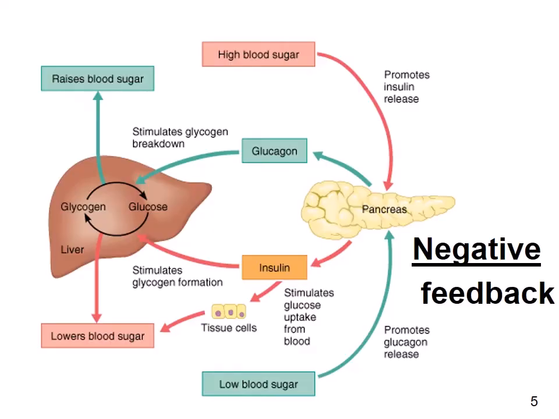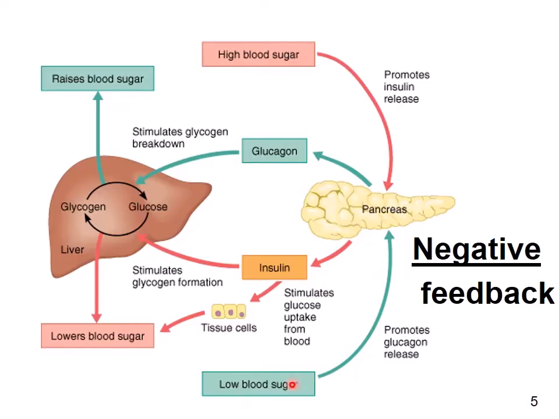Let's look at an example of negative feedback: maintaining your blood glucose levels, or your blood sugar levels. I feel like most people have heard of insulin before, so we'll start with insulin. If you start up here with high blood sugar, the pancreas releases insulin, which tells the tissue cells to take in glucose, and then those cells taking in glucose from the blood lowers the blood sugar. Insulin also tells the liver to convert glucose to glycogen, and so now we have less glucose, so that lowers blood sugar. However, there's another end to this feedback cycle.